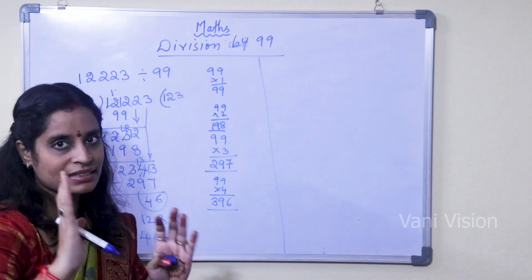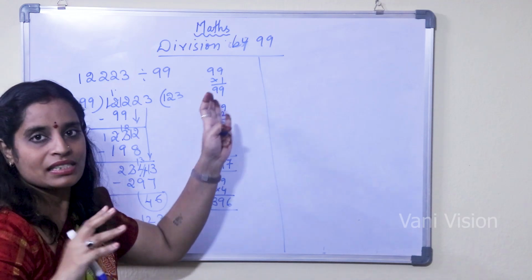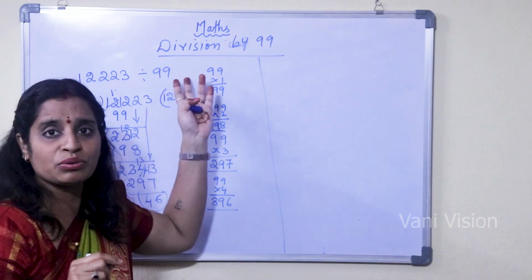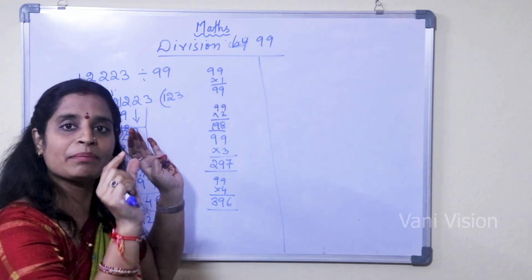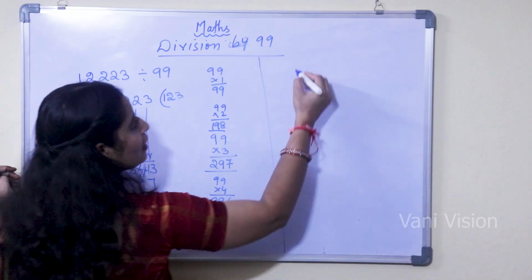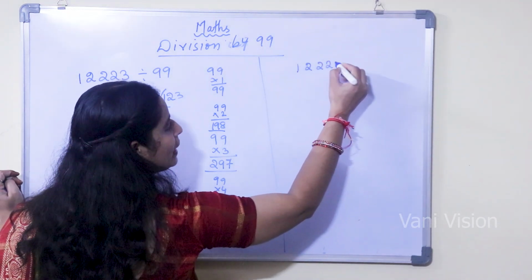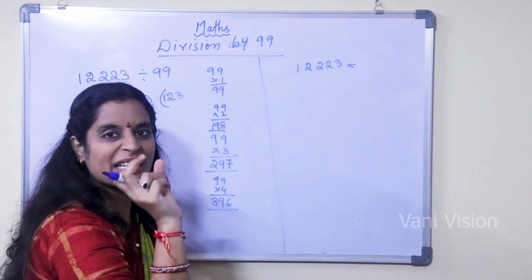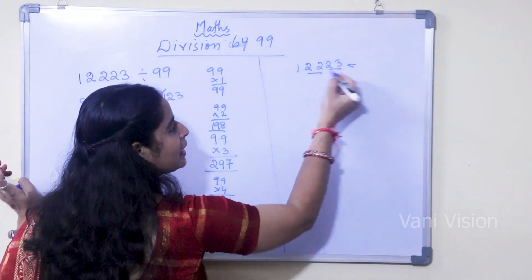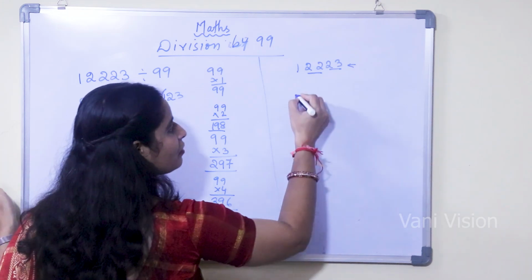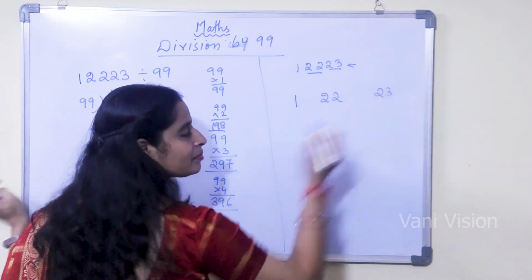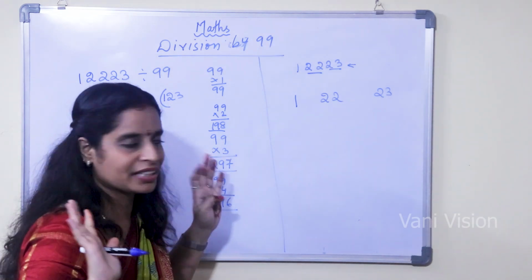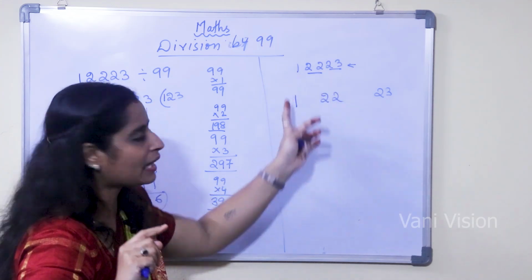Before that, we have to understand the concept. Just as in division by 9 we took single digits, here it is division by 2 nines, so we have to group the numbers in two digits. Our number is 12,223. From one side we start grouping: a group of 23, a group of 22, and 1 left over. So 1, 22, 23.